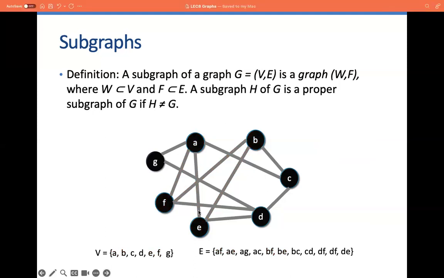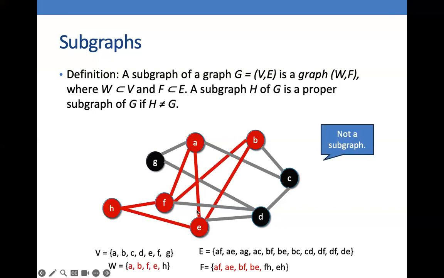Now let's look at this example again. Still, we have this original graph consisting of vertices V from A to G, as well as all of the edges. Now, we have this other graph, and we can see that W is composed of the vertices A, B, E, F, and then H. And F, on the other hand, which is composed of all the edges of this graph, has AF, AE, BF, BE, and additionally FH and EH.